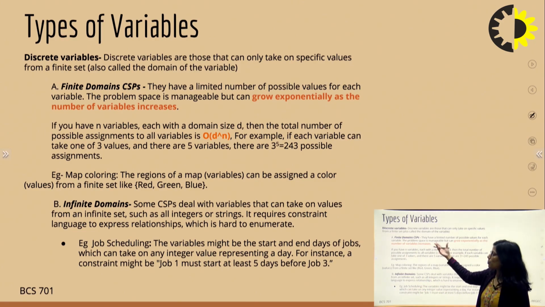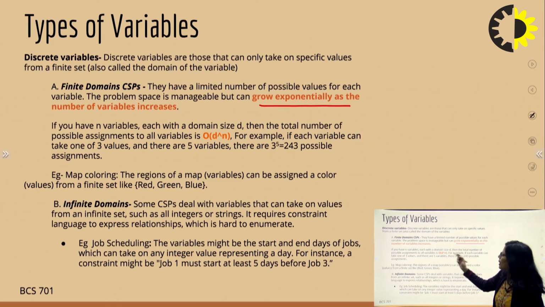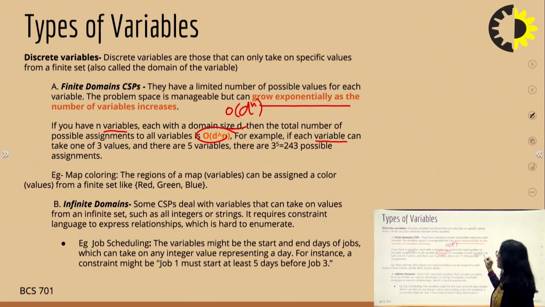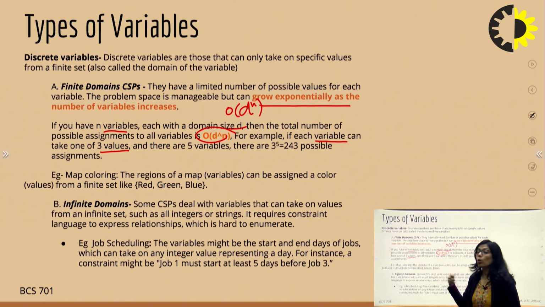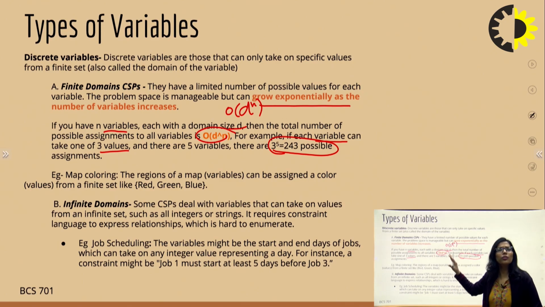Finite domain CSPs have a limited number of possible values for each variable, and the problem space is manageable but can grow exponentially as the number of variables increases. So if the number of variables increases, it becomes more difficult to solve the problem. For example, if I have n variables and the domain size is d, my possible assignments will be of the order of d raised to the power n. For example, if any variable can take 3 values and we have 5 variables, there will be 243 possible assignments, and I have to choose the best or correct assignment. So that was my finite domain.